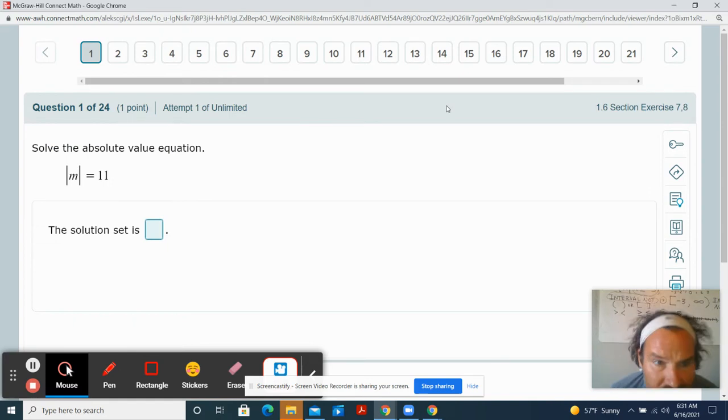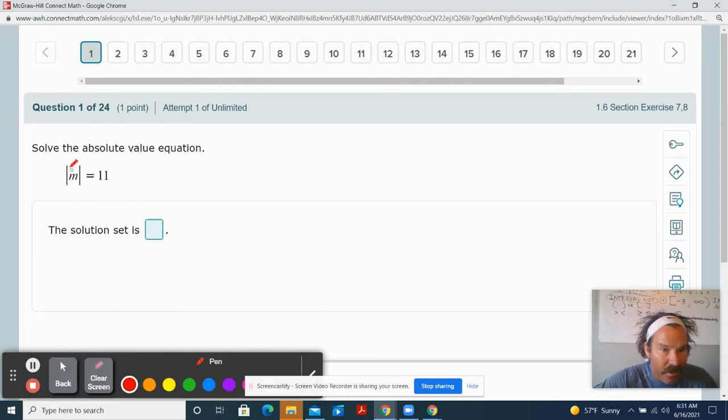So the assignment has 24 problems, and you're going to see a lot of these signs right here. These are absolute value signs, the straight lines on either side of an expression. Let's talk about the definition of absolute value. The easiest way to explain absolute value is it's the distance that something is away from zero on the number line. So here's a number line here.